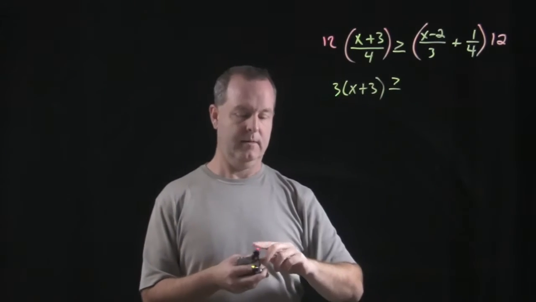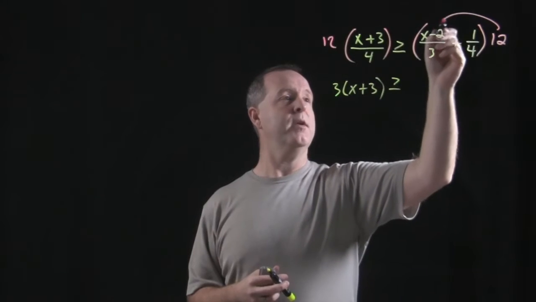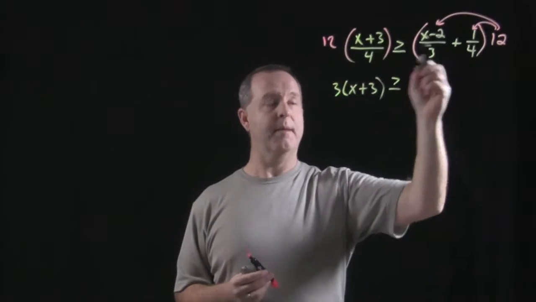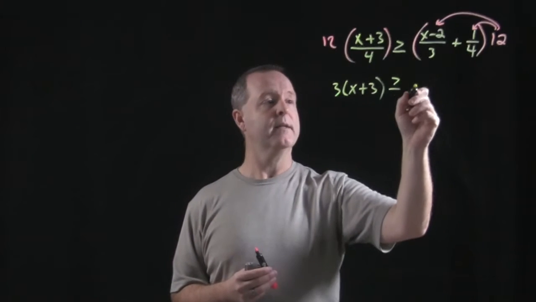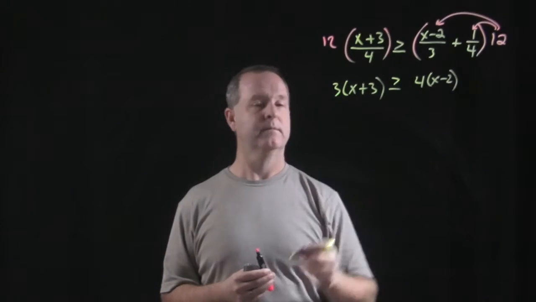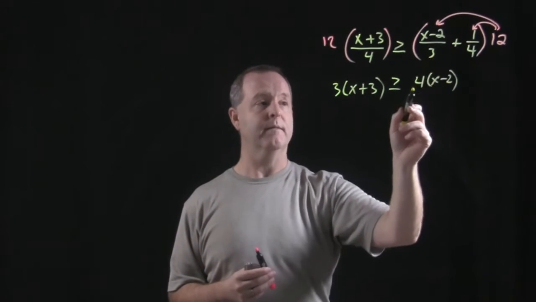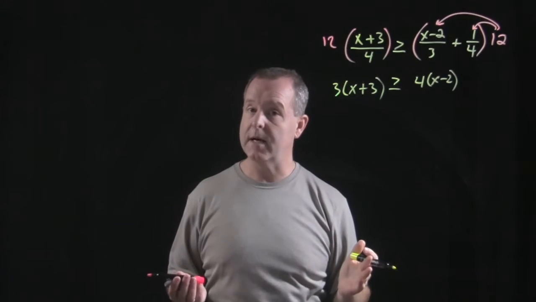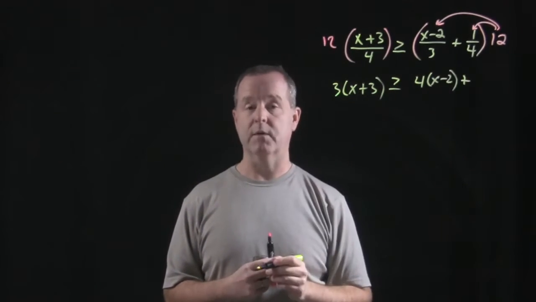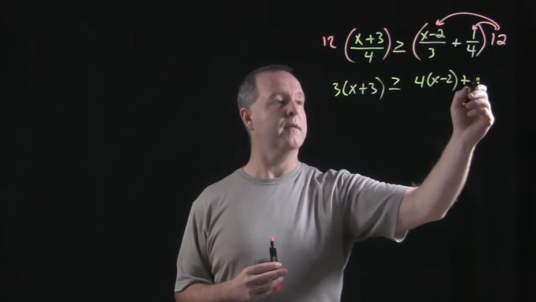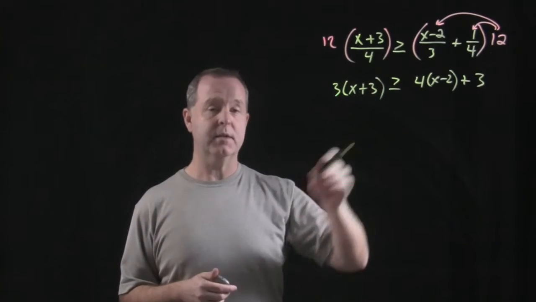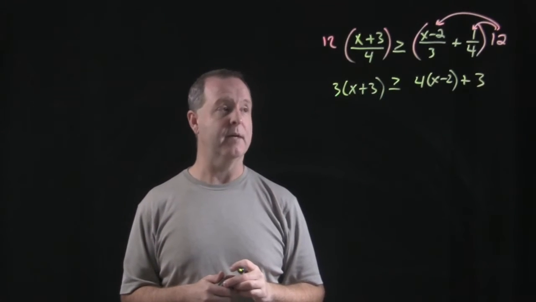On this next one, I have to make sure I distribute that 12 across both terms. So 12 times x minus 2 over 3 becomes 4 times x minus 2, because 12 divided by 3 is 4. That's why I chose that number. There are common factors. Plus 1/4 of 12. What's 12 times 1/4? That produces a 3. Then from there, we're able to reduce and simplify as we have done before.